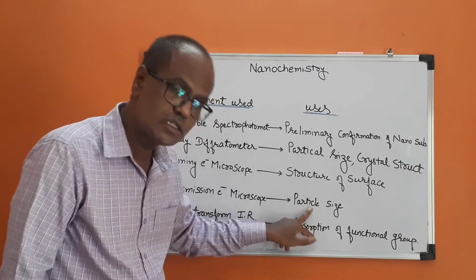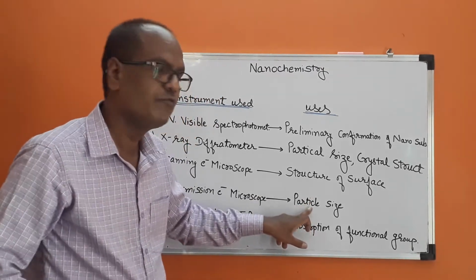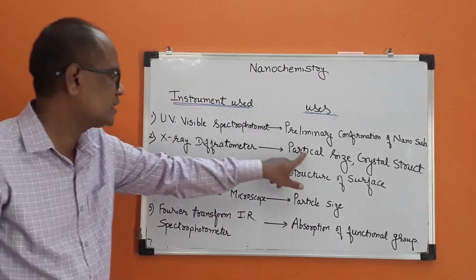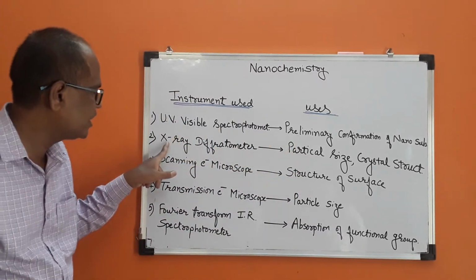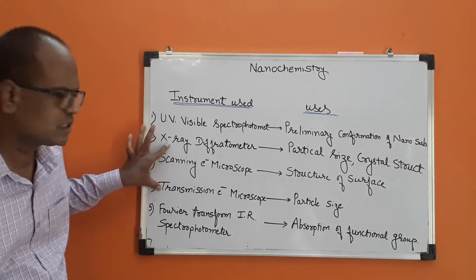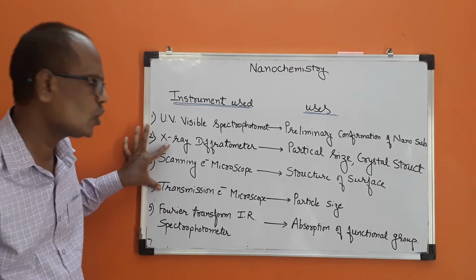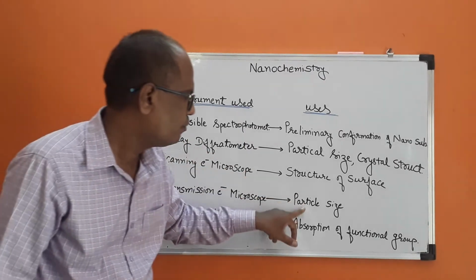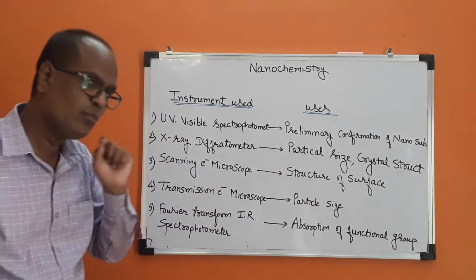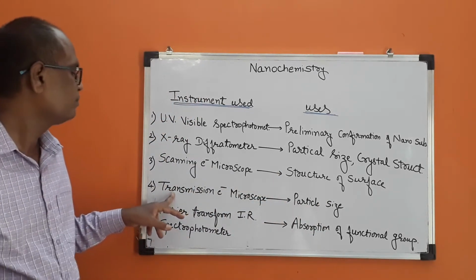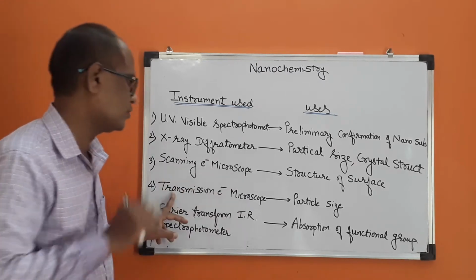In fact, particle size can be detected with the help of two instruments. Here also particle size has been written. Particle size can be detected with the help of X-ray diffractometer as well as TEM, meaning transmission electron microscope. With these two instruments we can detect particle size, but in a more precise manner we can detect the particle size with the help of the transmission electron microscope.